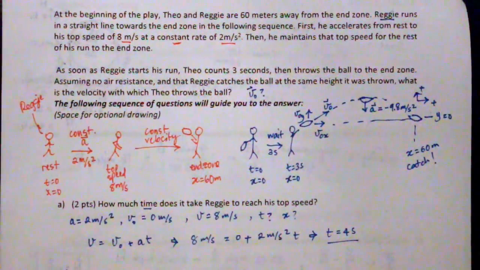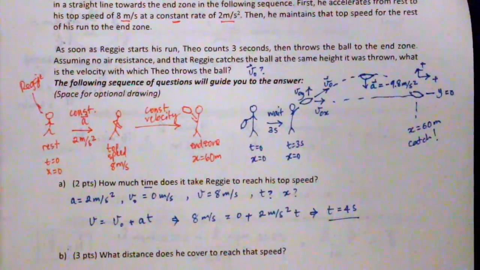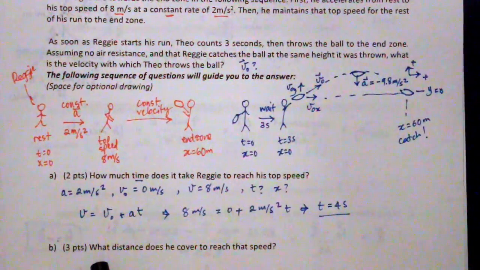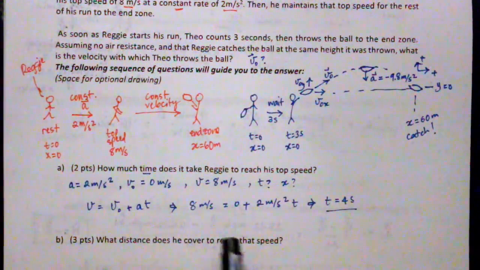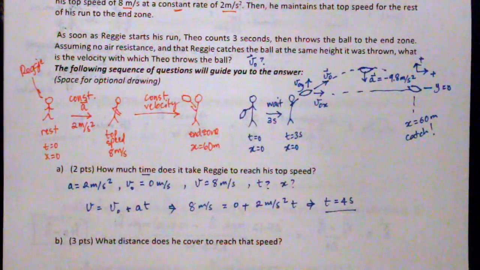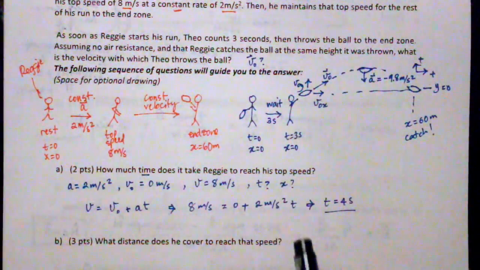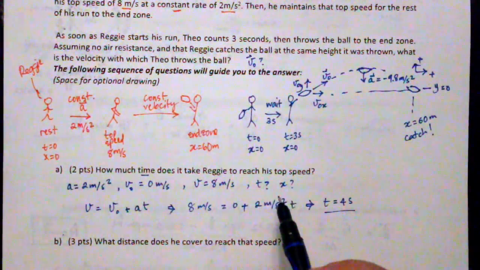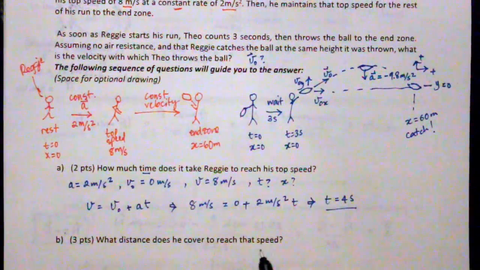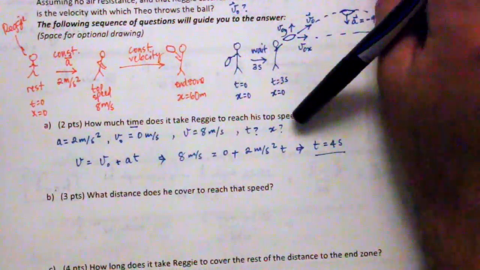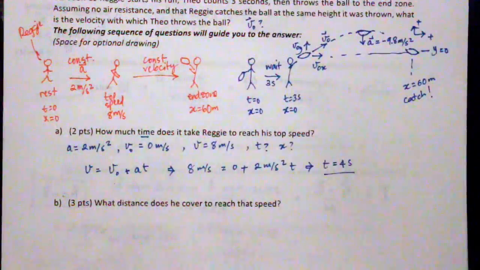So for part B, we're still talking about the same part of the same segment for Reggie. Here we're asking what distance does he cover to reach that speed. So from here to here, what is the distance? We found out what the time was, same kinematic variables. We want to know what x is. And in this case, really I can use any of the other three kinematic equations. Maybe I'll use all three just to demonstrate how to do that.